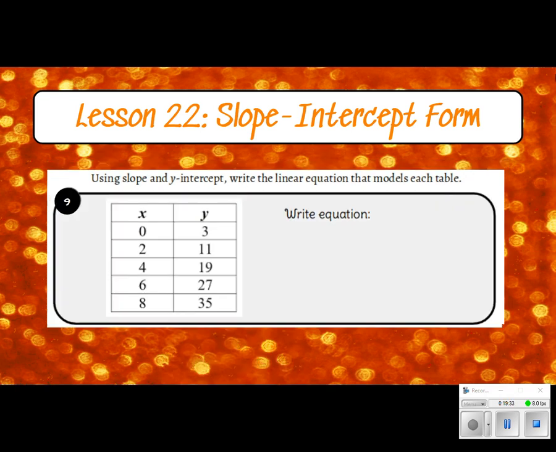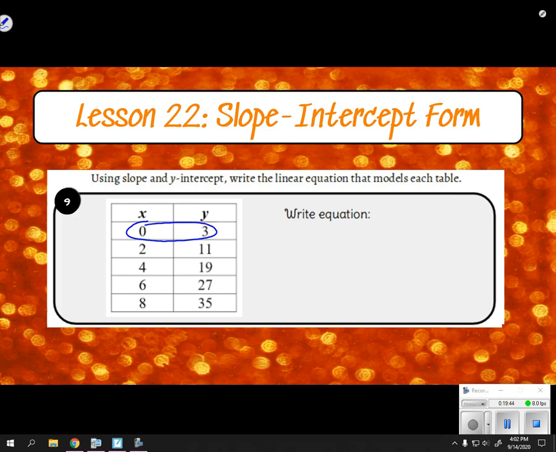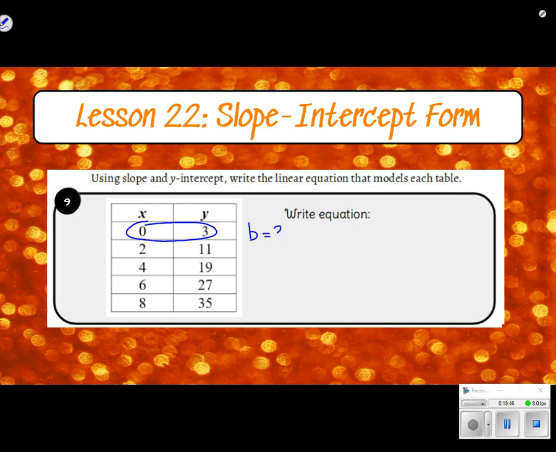Let's do another one. So remember that the b value, or starting value, or y-intercept value, is when it has an x value of 0. So we found our b. Now let's figure out what we're doing. Looks like we're adding 8 here. We're adding 2 here. So my slope would be 8 over 2, which is 4.